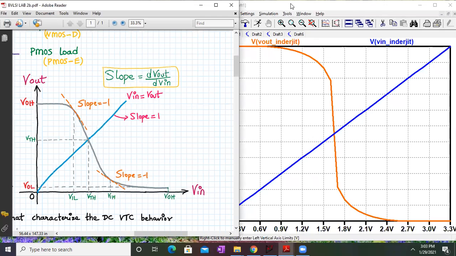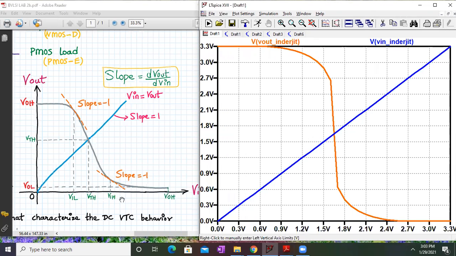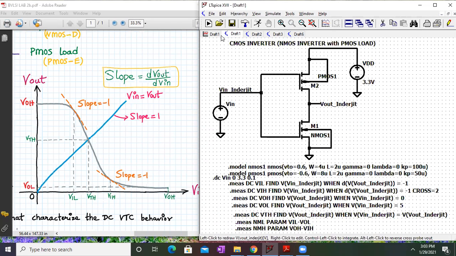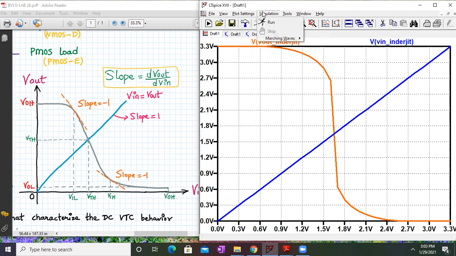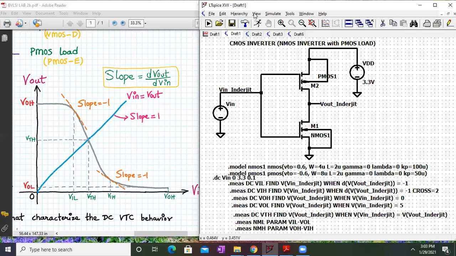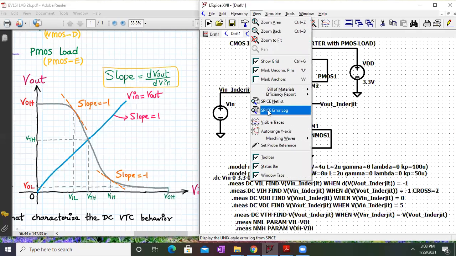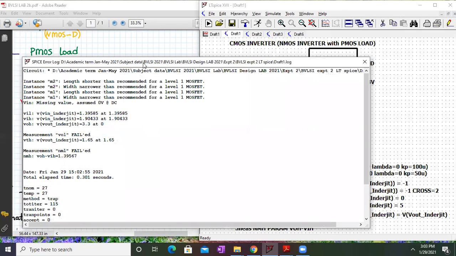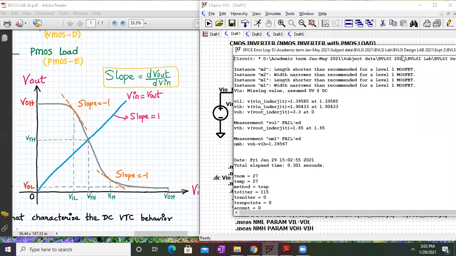Now this is similar to the one we have seen earlier. From these characteristics, we have to determine VOH, VOL, VIL and VIH. We have already written some statements over here. We can directly get these values, right? We'll go to view, then to the SPICE error log, and here it is. We directly got these values.